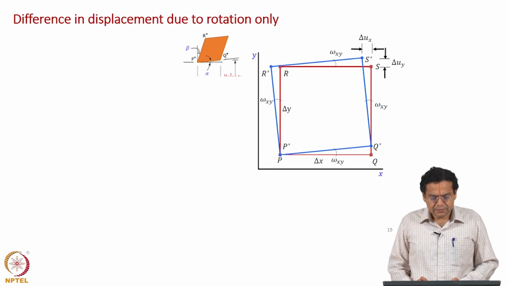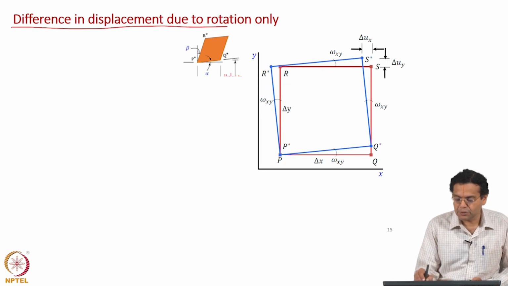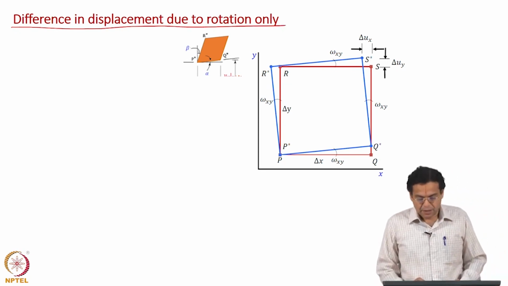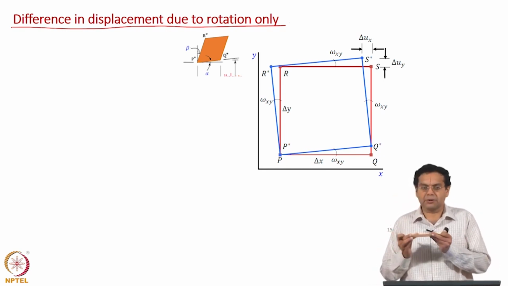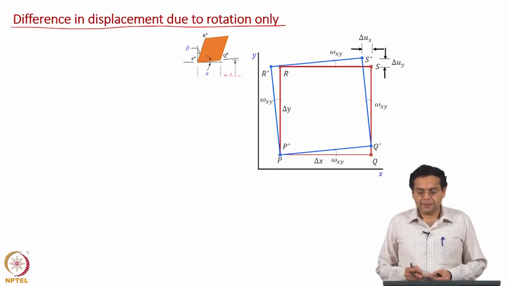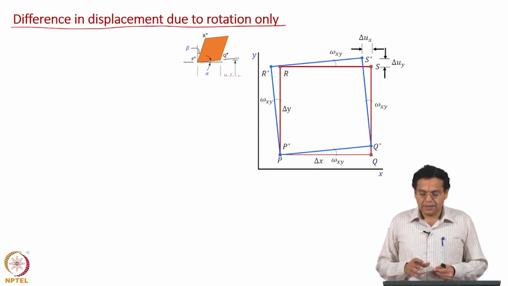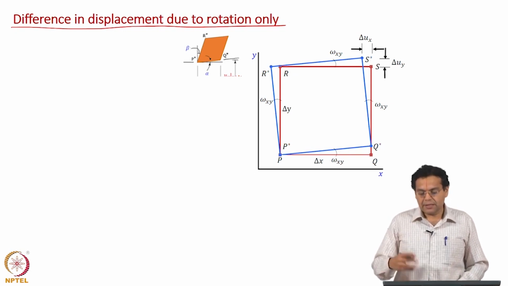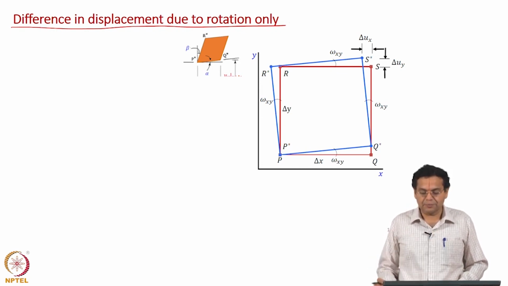Now, the last part, difference in displacement due to rotation only. Okay. What is shown here? The same plate, just rotation, which we call rigid body rotation. The entire body just rotates. PQRS is the initial state. P star, R star, Q star, S star is the final state. If you look at this, there is no change in length between PR and P star R star, and the angle RPQ is equal to angle R star P star Q star, no shear strain also, only rotation.